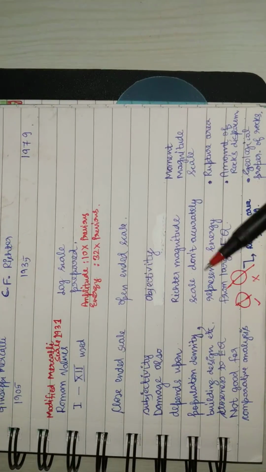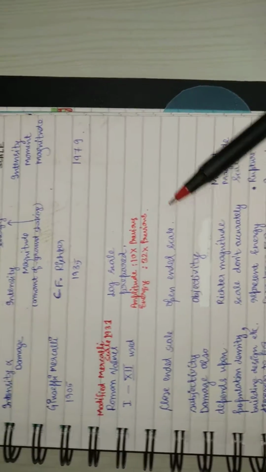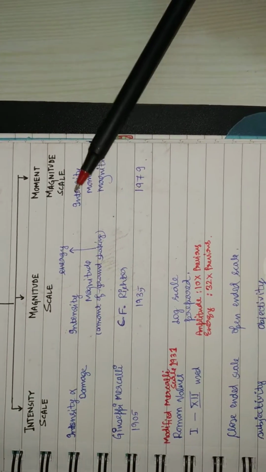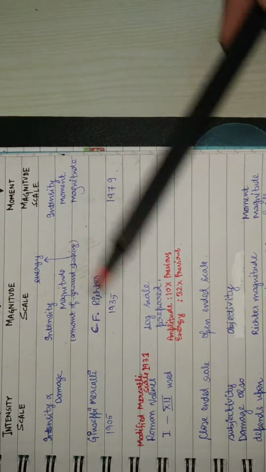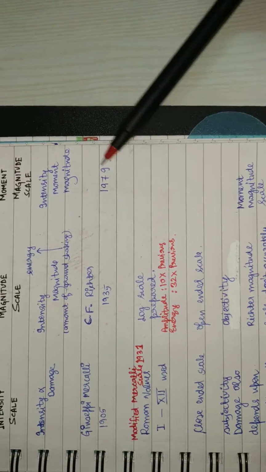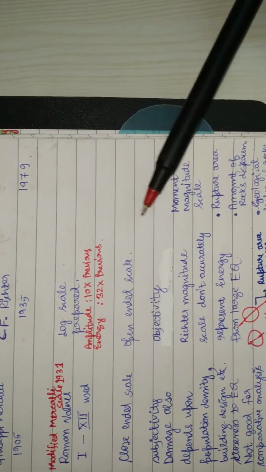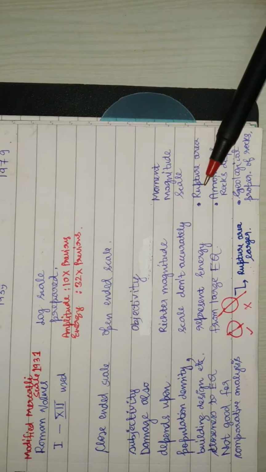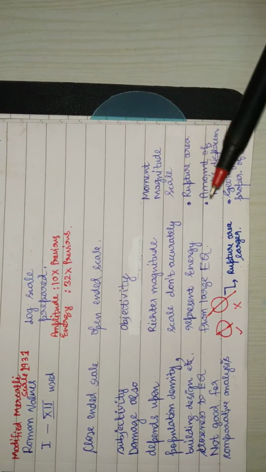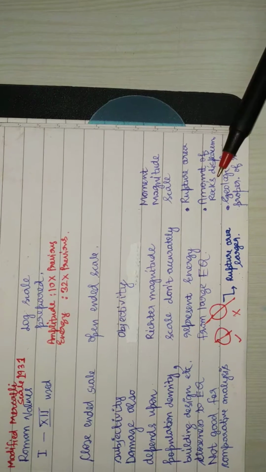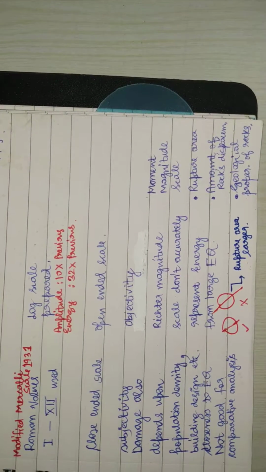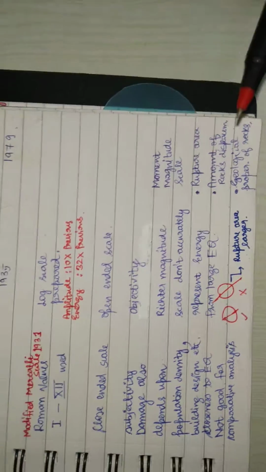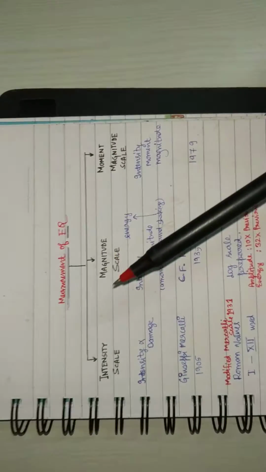And hence, in order to remove this drawback, came the moment magnitude scale. The scale came up roughly in 1979. The moment magnitude scale, it takes into account the rupture area, it takes into account the amount of rock displacement and the geological property of the rock. Right? So that's the three scale.